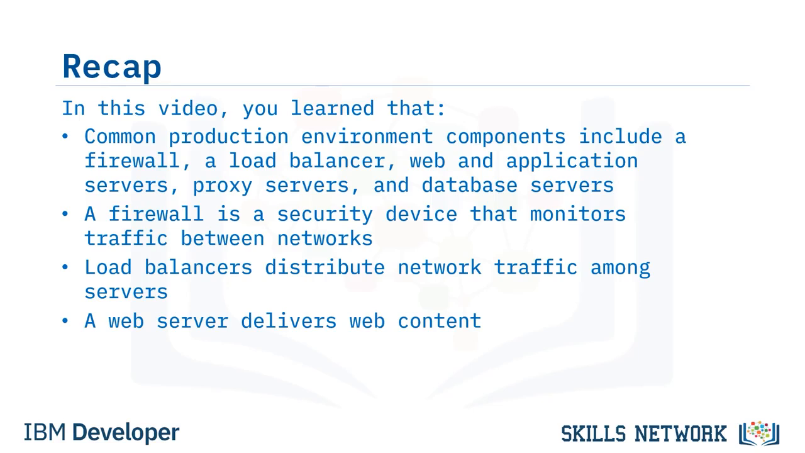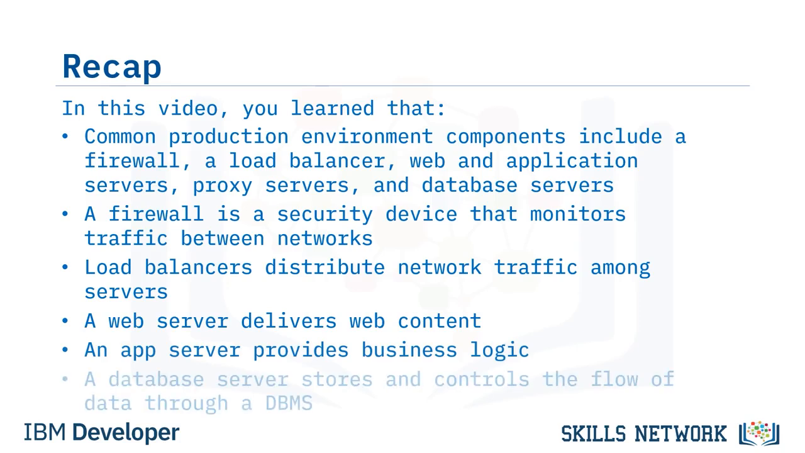A web server delivers web content, such as web pages, files, images, and videos, to a client. An application server runs business logic and provides the application to the client rather than the client running the app on their own machine. And finally, a database server stores and controls the flow of data through a database management system.